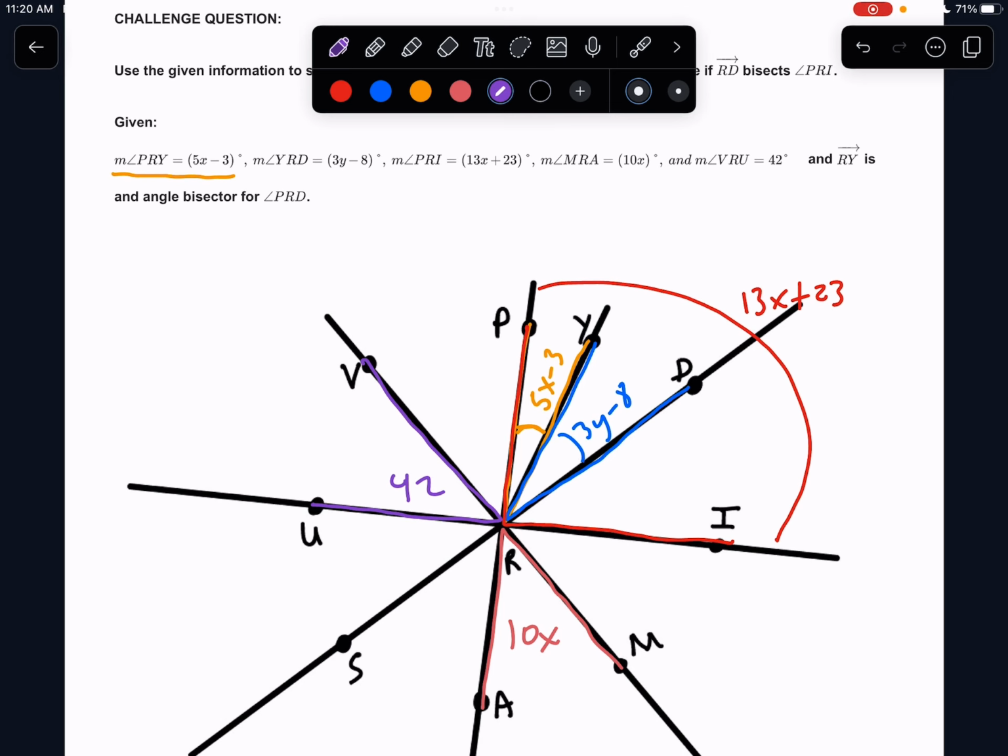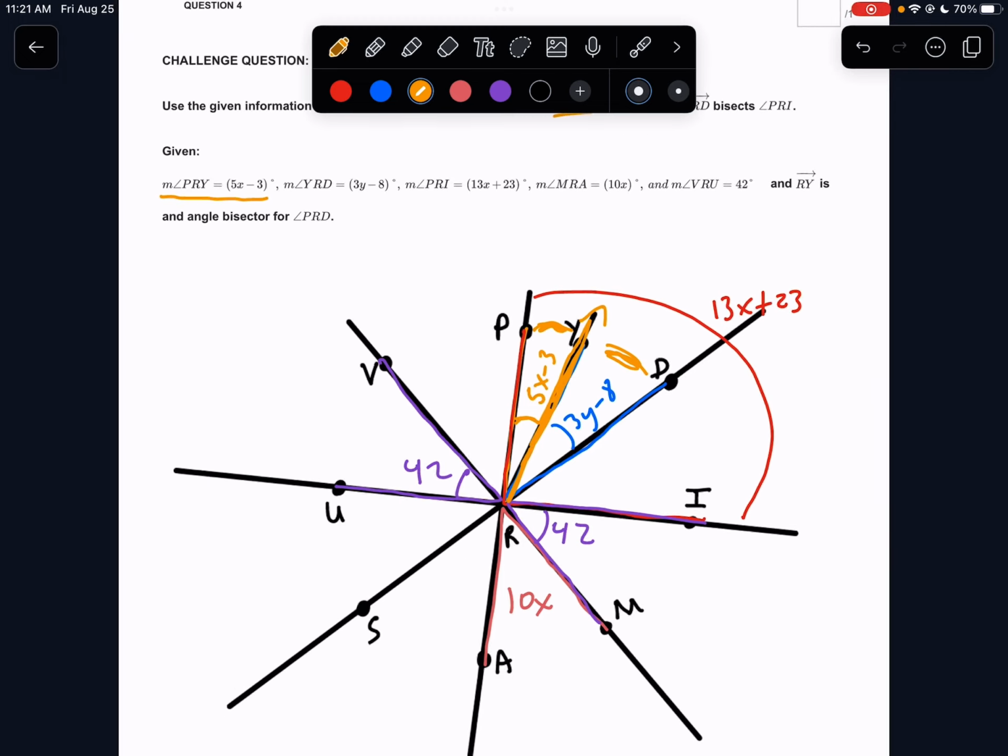Okay, now I do have a situation that's a little bit helpful. If that one's 42, I'm going to mark this one 42. These are vertical angles, so those are going to be the same size. And RY is an angle bisector. Let me go back over there. RY, right here, is an angle bisector for PRD. So if it bisects PRD, that means this little one and this little one are going to be equal.